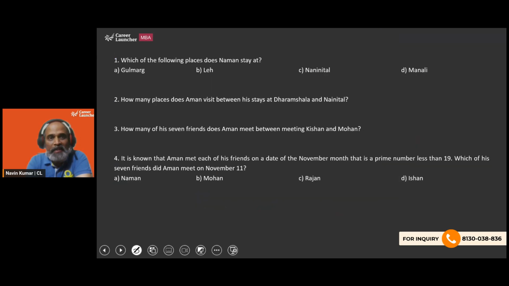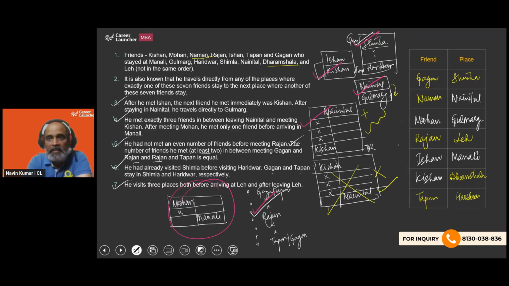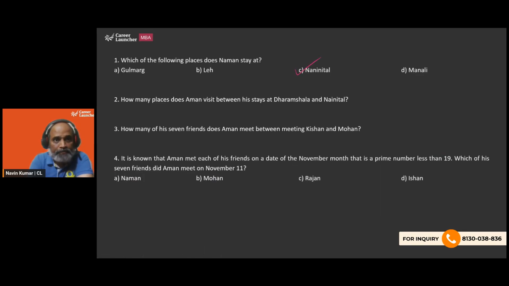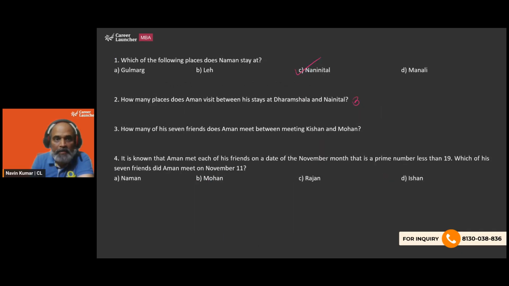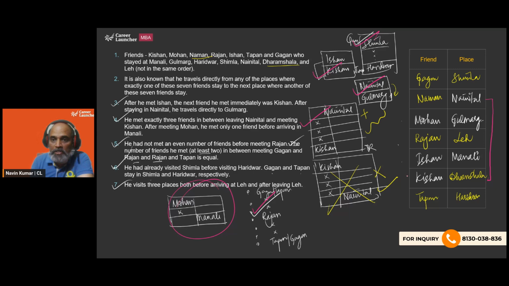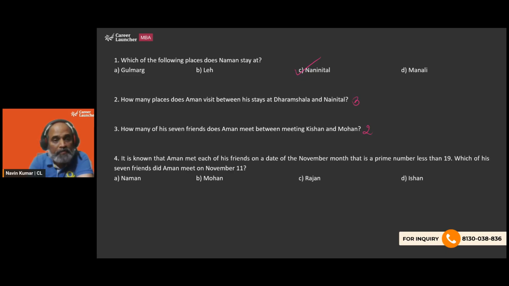Which of the following places does Naman stay at? So Naman stays at Nainital, so option C. How many places does Aman visit between his stays at Dharmshala and Nainital? Between, it says, so between Dharmshala and Nainital, there are 3 places where Aman stays. How many of his 7 friends does Aman meet between meeting Kishan and Mohan? So this is Kishan and this is Mohan. Aman meets 2 friends. So this is going to be 2.